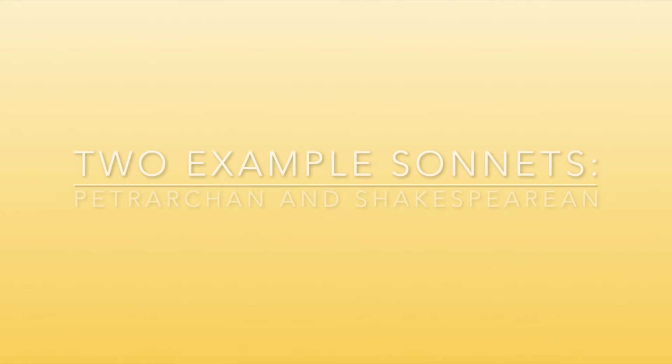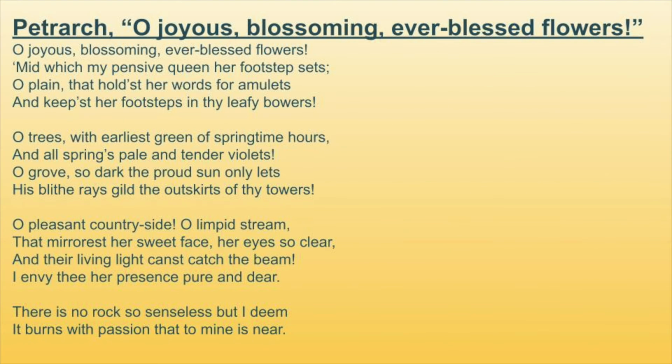Now, let's take a look at a couple of examples of the two primary categories, Petrarchan and Shakespearean sonnets. First, we'll take a look at Petrarch's "O joyous, blossoming, ever-blessed flowers."